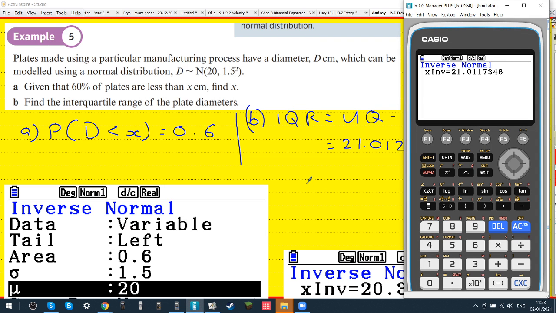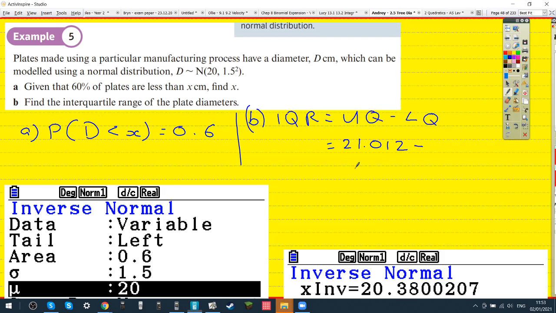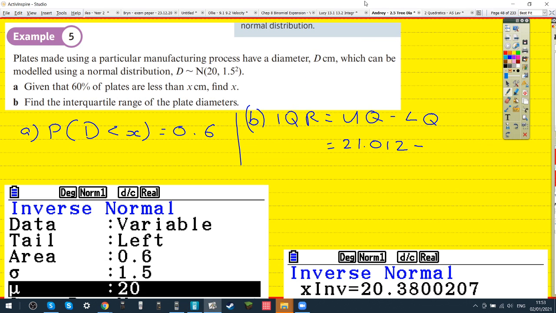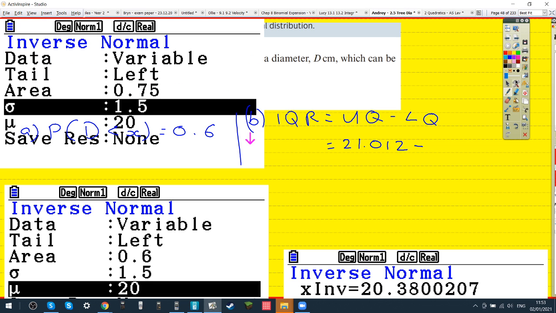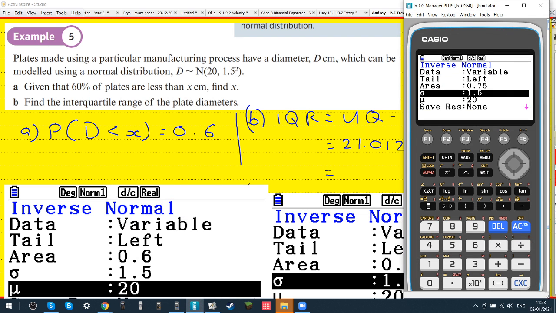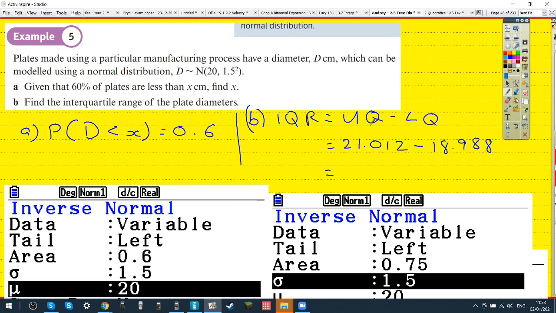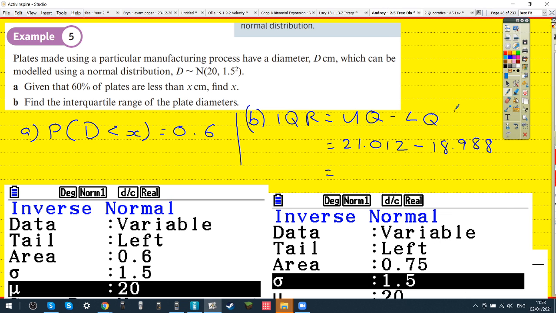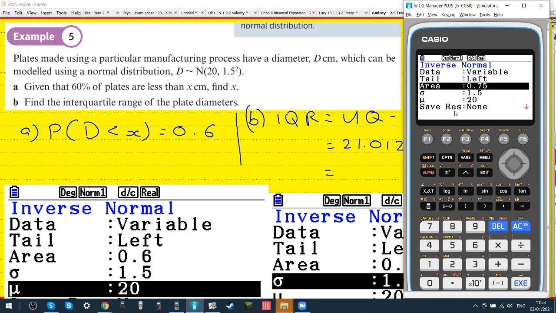And so now do I put for area 0.25? Yep. And I got 18.988. Okay. And so now I just do 21.012 minus 18.988. Yep. Which will be... I got 2.024.